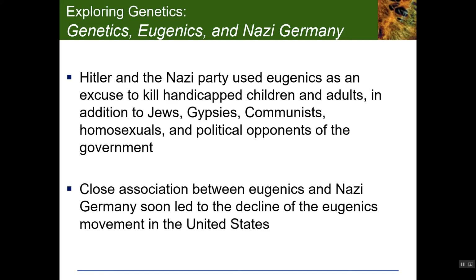There's more about it in the textbook, so please take a look at those articles and stories, as they're quite interesting. Hitler and the Nazi Party used eugenics as an excuse to kill handicapped children and adults, in addition to Jews, gypsies, communists, homosexuals, and political opponents of the government. The close association between eugenics and Nazi Germany soon led to the decline of the eugenics movement in the United States. So that wasn't until like the mid to late 1930s.